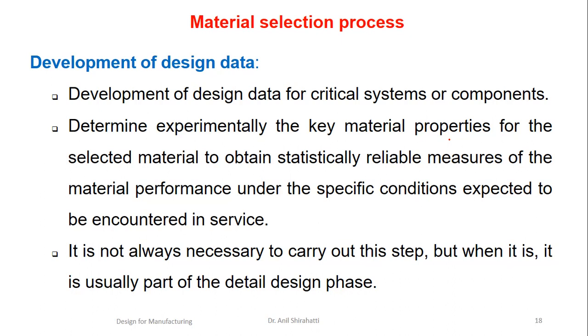So, development of design for a critical system or component: determine experimentally the key material properties for the selected materials, to obtain a statistically reliable measure of material performance under the specific conditions expected to be encountered in service. It is not always necessary to carry out this step, but it is a useful part of detailed design. What it says is, in case the material properties are not well defined, it is better to do your own tests, like tensile and fatigue, and check whether that material can satisfy your environmental and technical needs or not.